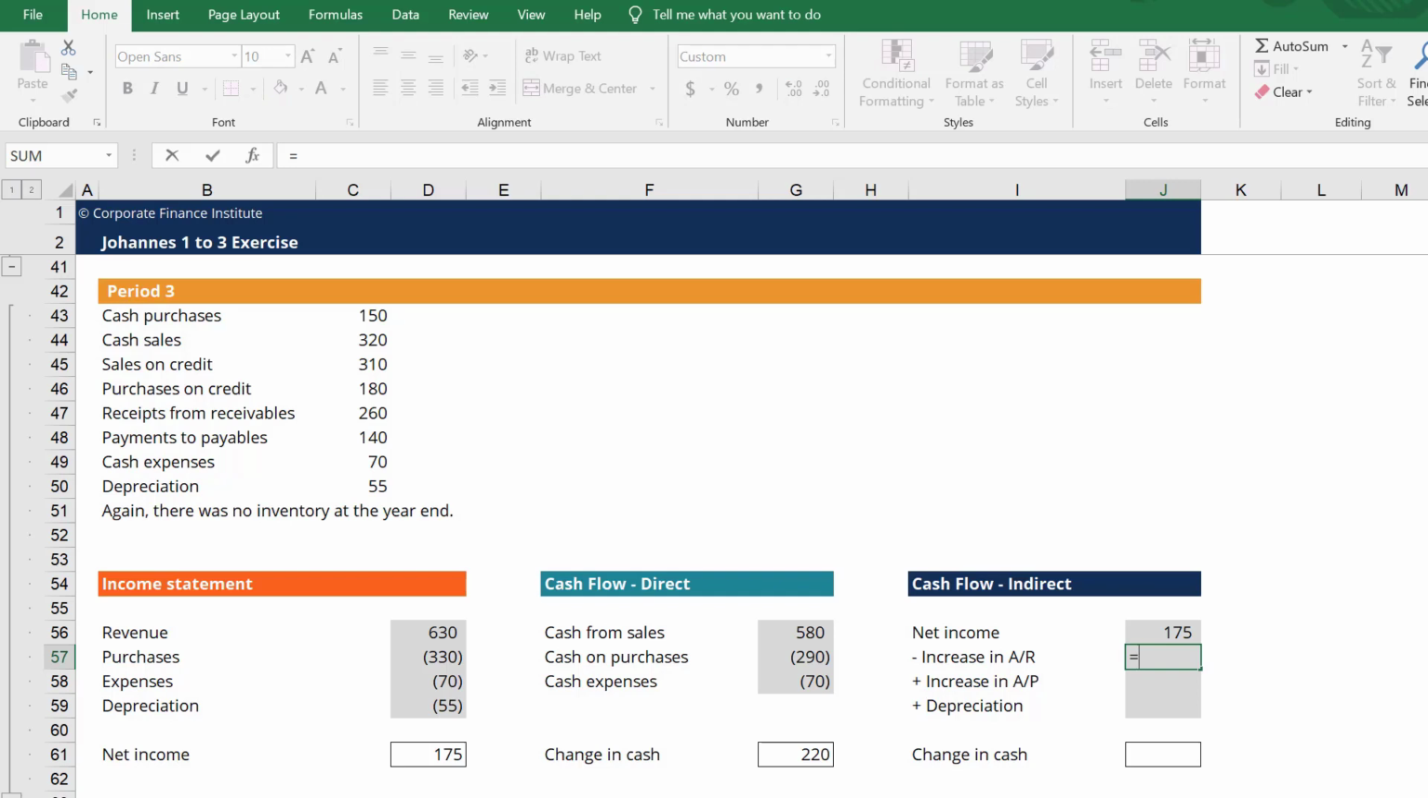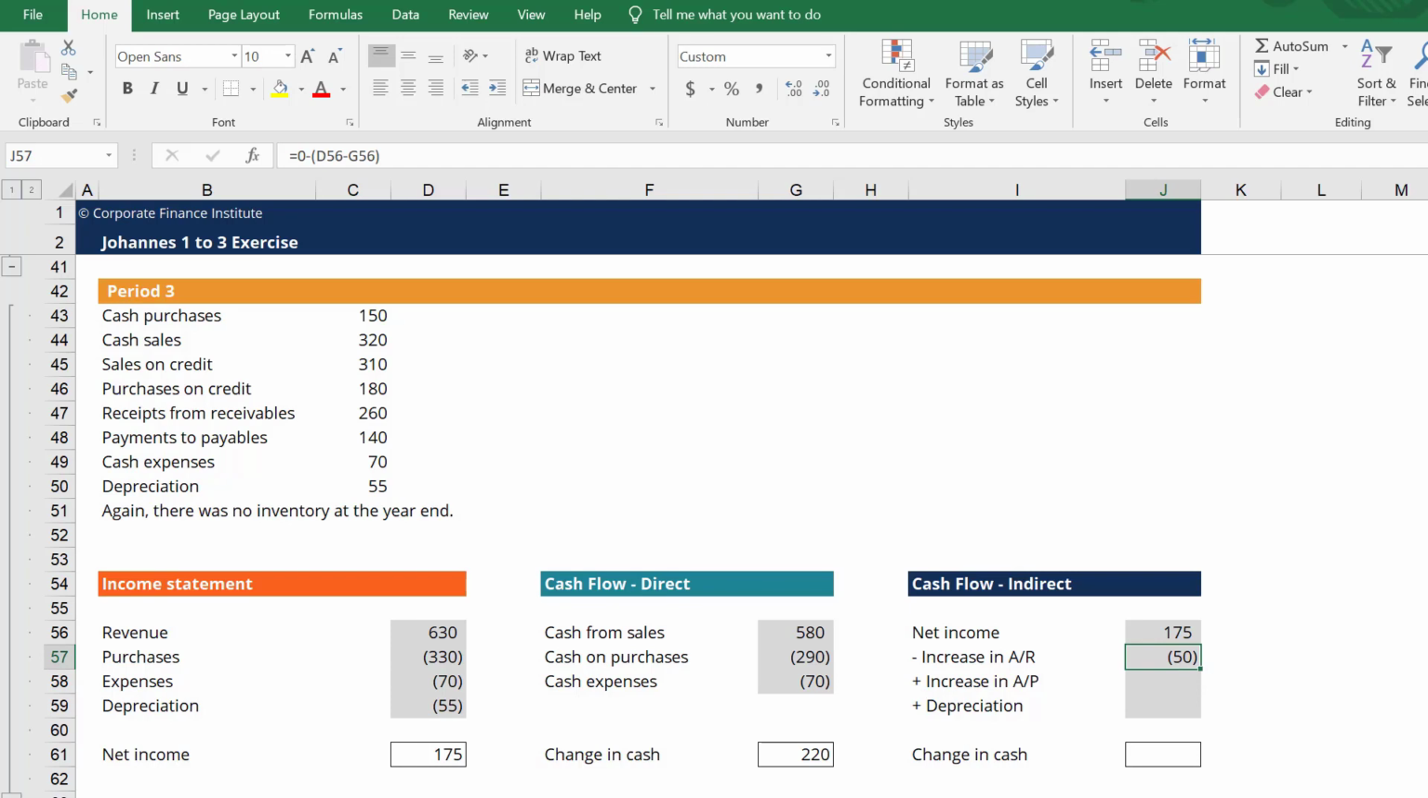And then, at the end of the period, it was equal to the revenue minus the amount of cash for payments that were actually received. So there was an increase in accounts receivable of 50, but we actually have to reduce the cash flow by that amount since that cash was not received.